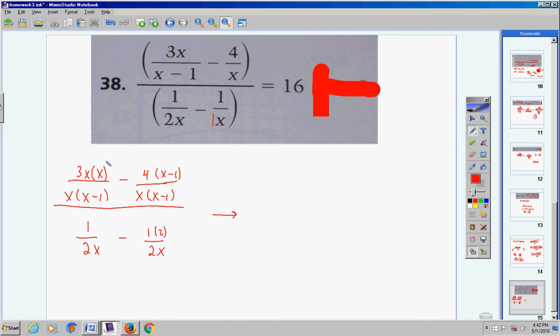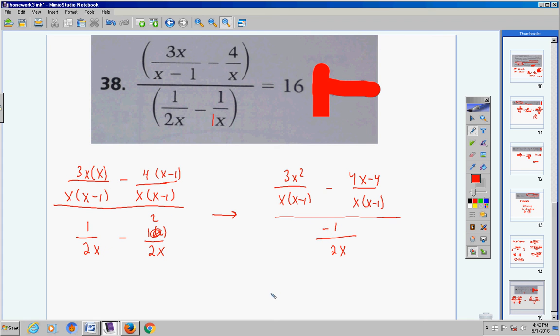Okay, up top here I have 3x squared all over x negative 1, minus, up here I have 4x negative 4. I took my 4 and I multiplied it through, all over x negative 1. Down here in the denominator, I'm going to go ahead and put these two together. I can do this in my head. A common denominator of 2x. This is 1 times 2 is just 2, so 1 minus 2, negative 1.